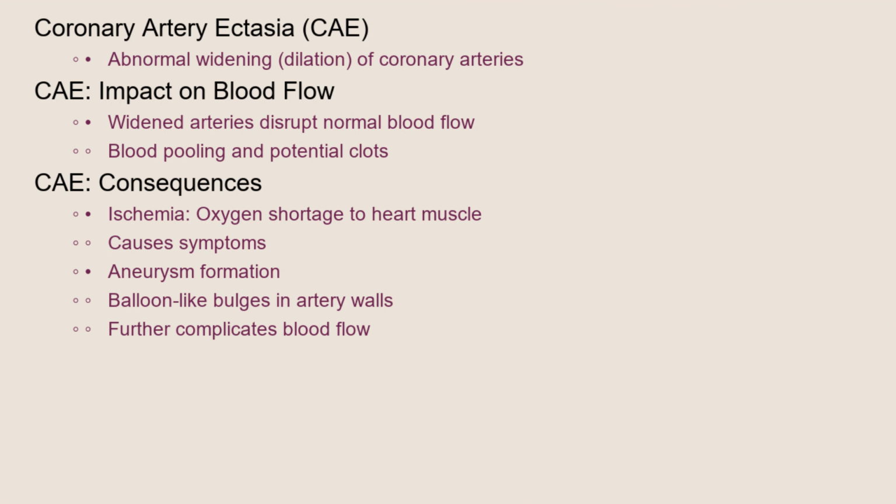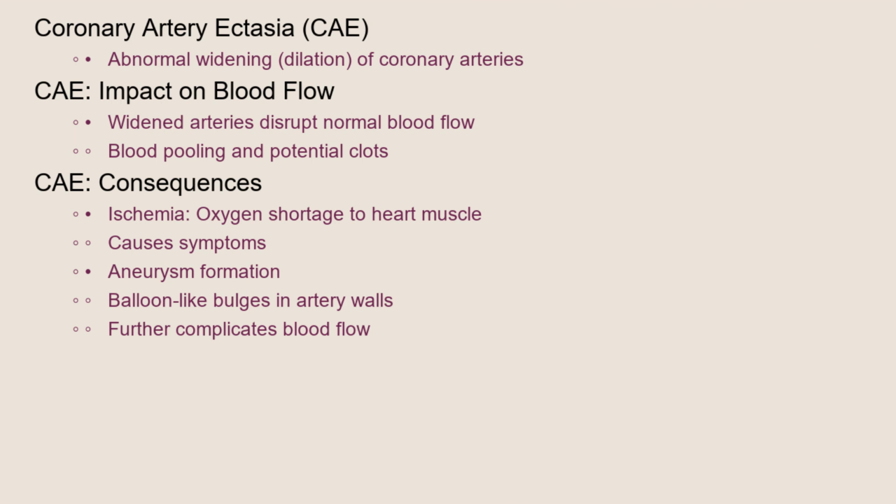Now, let's understand what's happening inside the heart. CAE is characterized by an abnormal widening, or dilation of the coronary arteries. Think of your coronary arteries like pipes delivering crucial blood to the heart muscle. In CAE, these pipes become abnormally wide and irregular. This widening disrupts normal blood flow, creating areas where blood can pool and potentially clot.